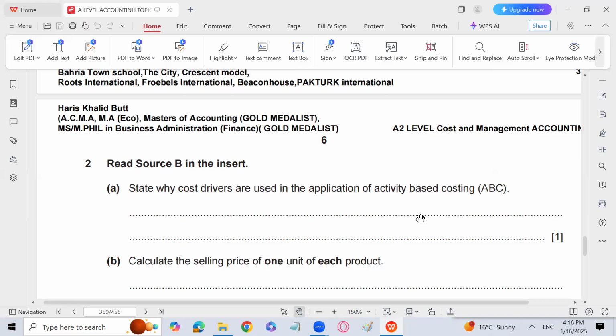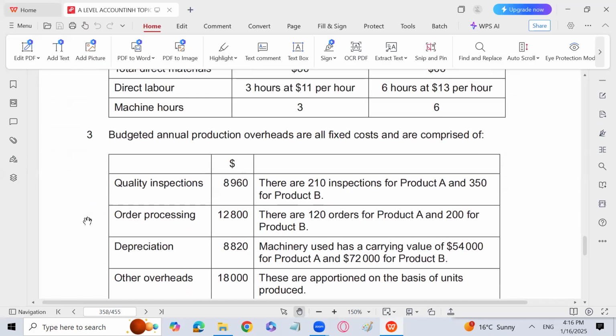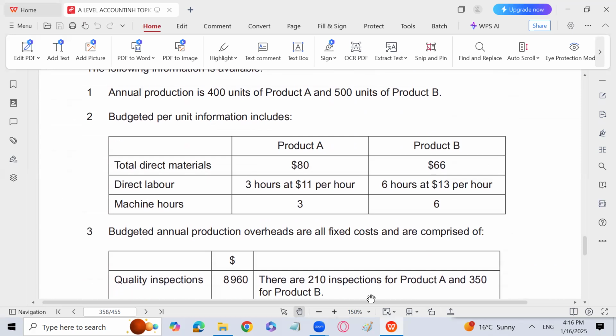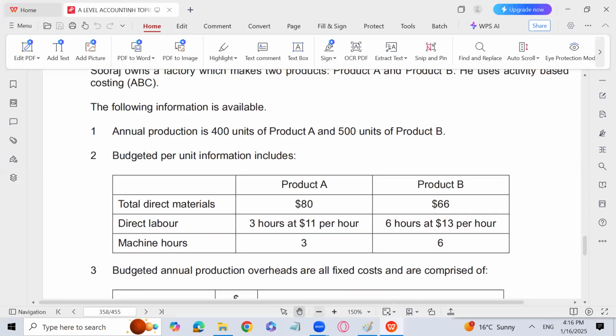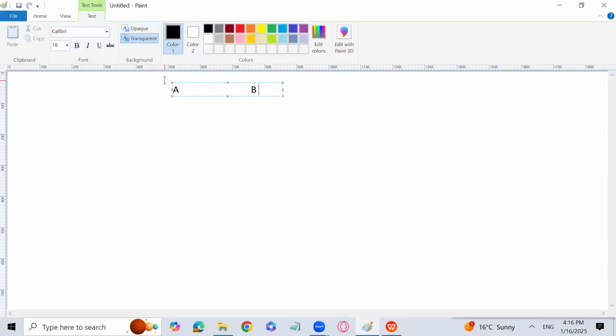Calculate the selling price of 1 unit of each product. So let me calculate it for you. Here I'm going to write product A, and here product B. How many units are produced for product A and B? 400 units and 500 units. So here I will write 400, and here I'm going to write 500.